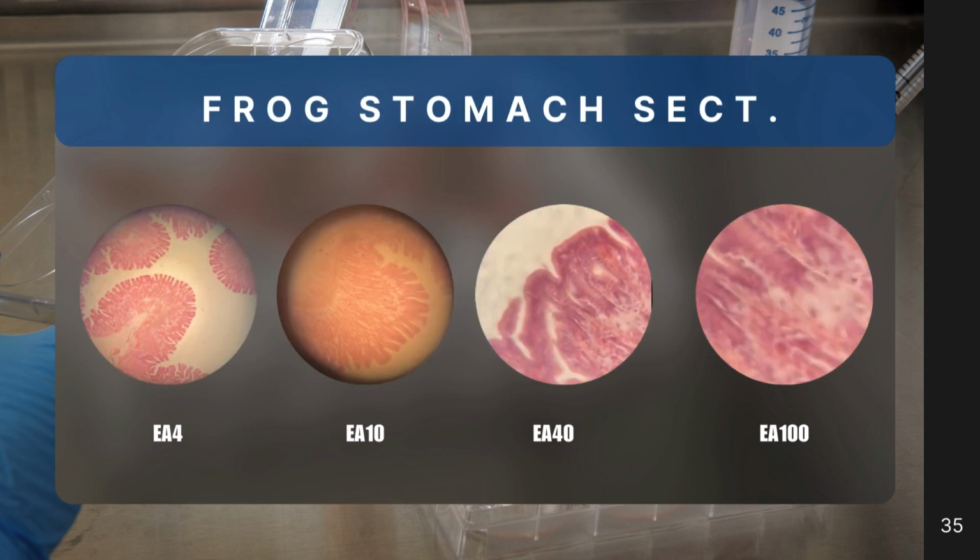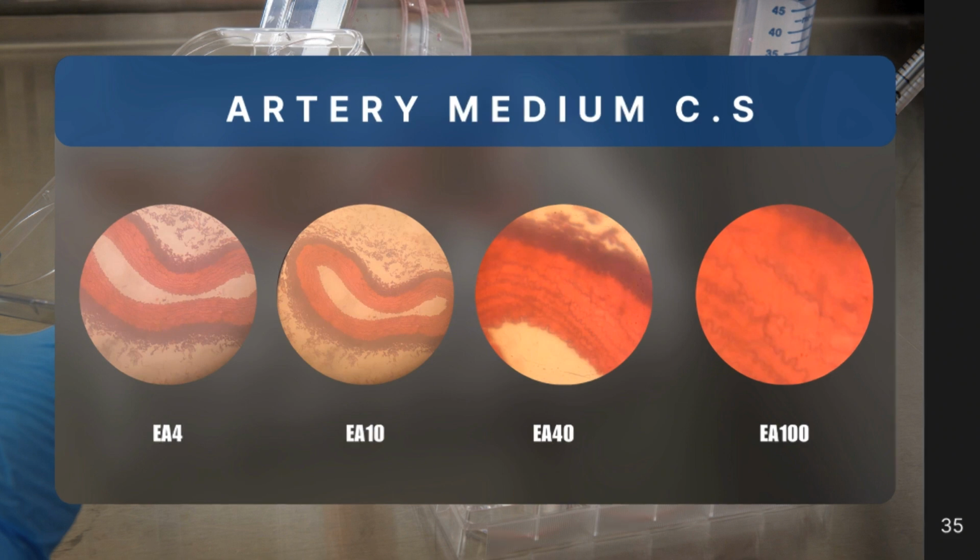Next, we have the frog stomach section. The frog stomach lining is similar to the mammalian stomach lining in that it consists of epithelial cells that secrete mucus and digestive enzymes. However, the frog stomach epithelium is simpler in structure and does not have as many different types of cells. Lastly, we have the artery medium cross-section.